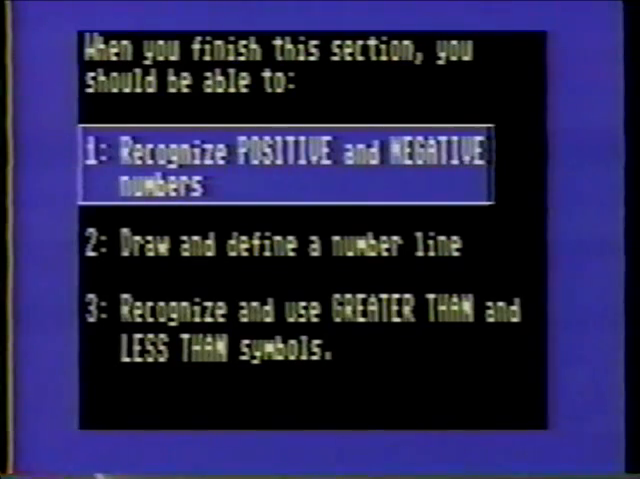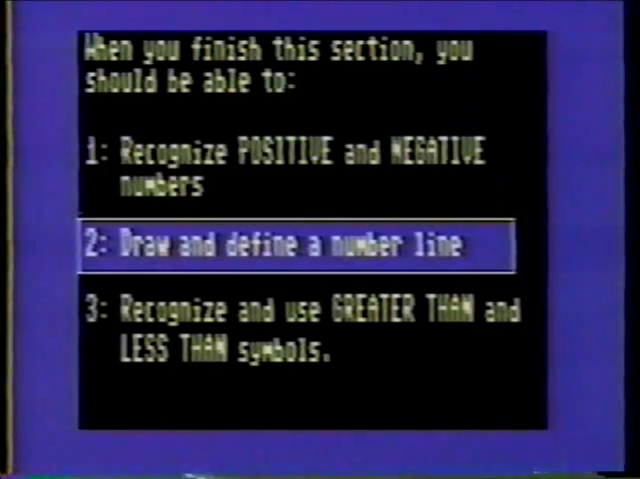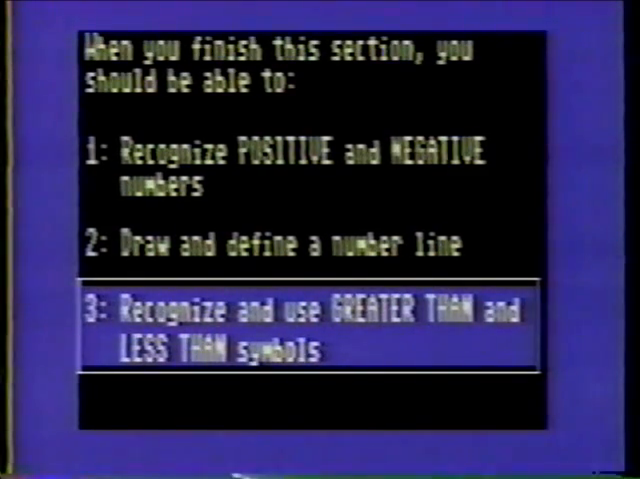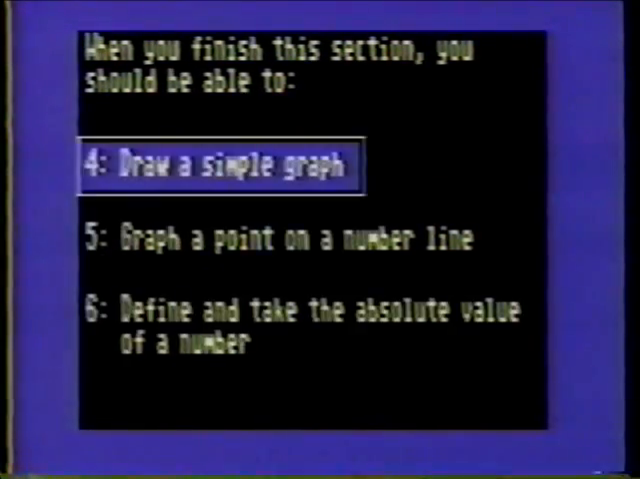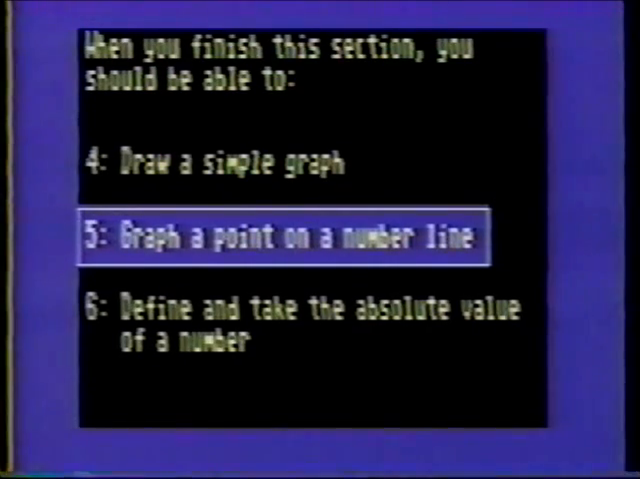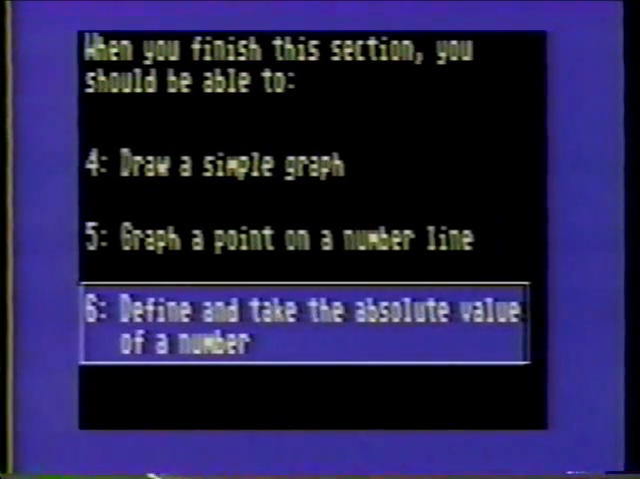When you finish this section, you should be able to: 1. Recognize positive and negative numbers. 2. Draw and define a number line. 3. Recognize and use greater than and less than symbols. 4. Draw a simple graph. 5. Graph a point on a number line. 6. Define and take the absolute value of a number.